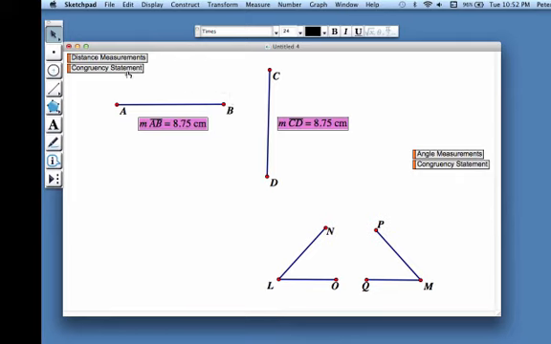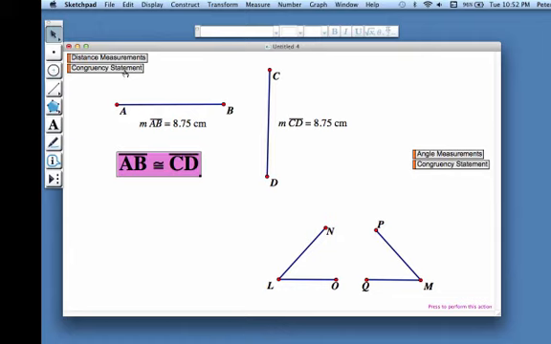So in geometry, we use something called a congruency statement. And we say that segment AB is congruent to segment CD. You can see that it's very similar to an equal sign, but it has the tilde above the equals sign to indicate that they're not occupying the exact same position in space. They're not exactly equal, just their measurements.